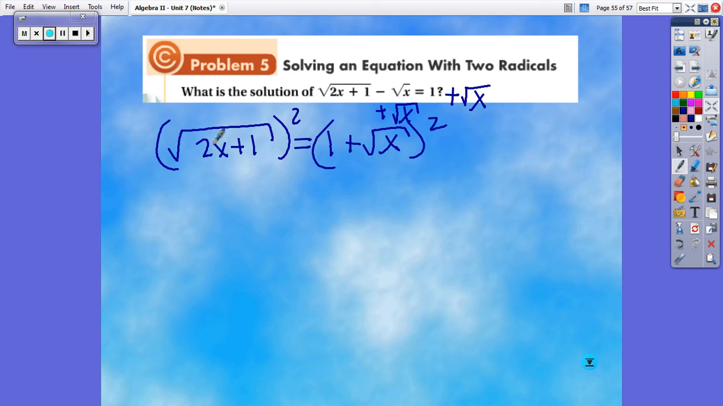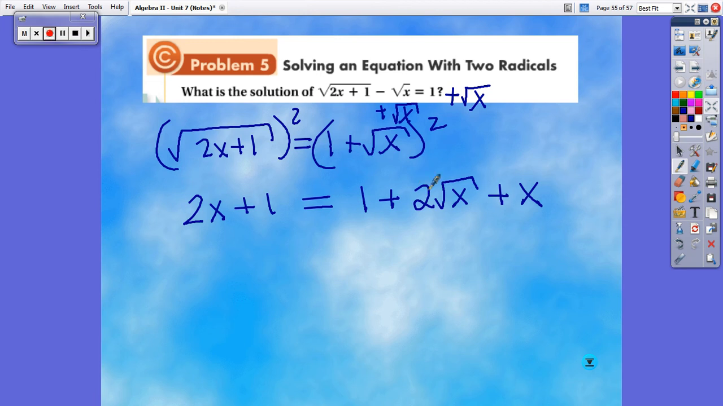Now I'm going to get rid of the radical on this side, because taking the square root of anything squared gives you whatever's inside of the radical. So I have 2x plus 1. I have to FOIL this side, so I'm going to get 1 plus 2 root x plus the square root of x times the square root of x, which is just x.